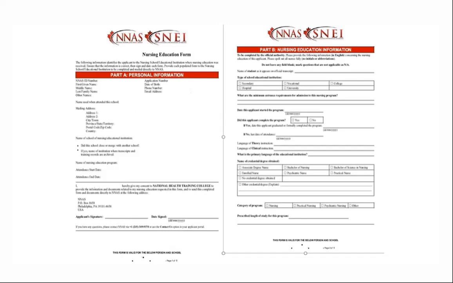We're also going to ask for the language of theory instruction of the institution, clinical instruction, and the primary language of that institution. And then we'll ask the school to indicate what type of degree was obtained and the category of program. Was this a nursing program? Was this a practical nursing program, a psychiatric nursing program, or possibly something else that's not represented in those choices? And the length of study.